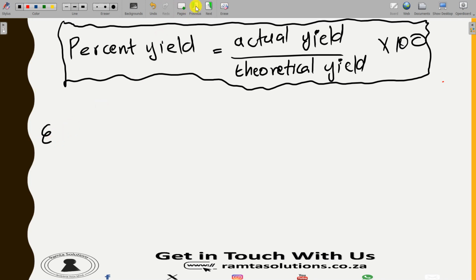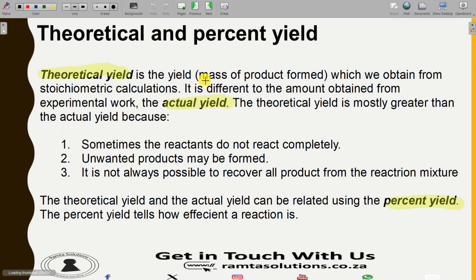And by the way, guys, I want to emphasize this. I said here, theoretical yield is the yield. In brackets, it is the mass of product formed, because we're referring to the desired product. There can be undesired products, right? But here we are referring to the desired product. Okay, perfect.